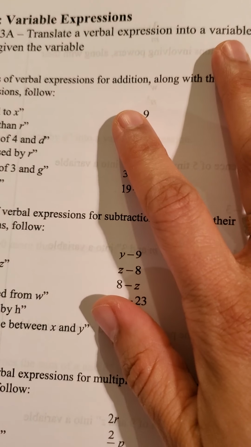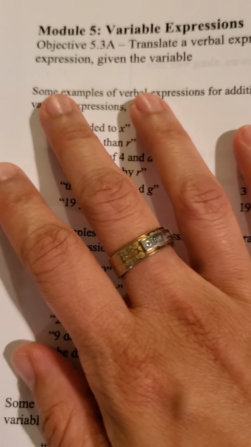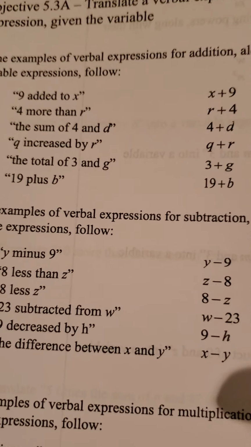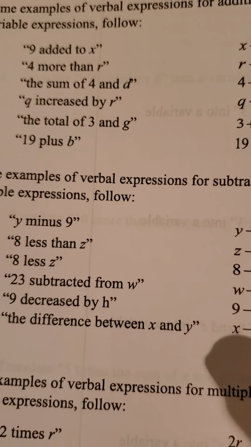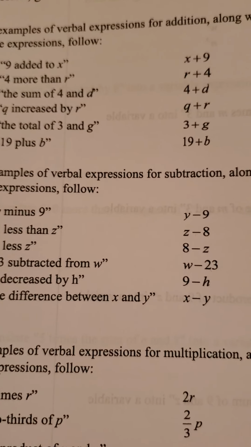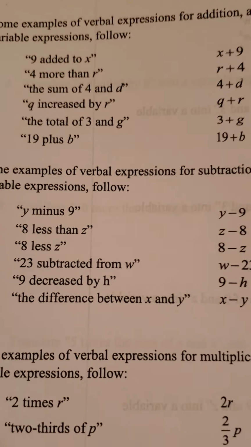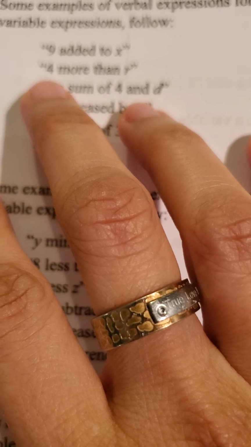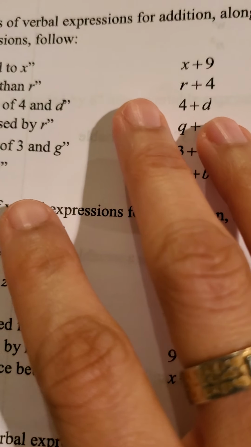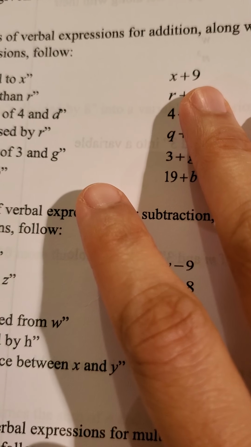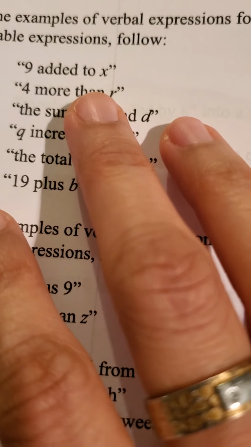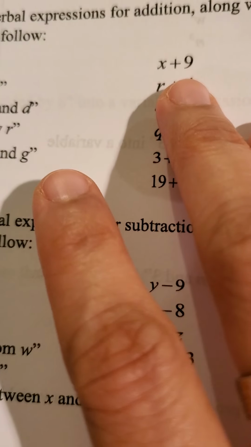Now, translating verbal expressions into variable ones for given variables. So here I'm going to point out some key phrases that you'll see, and here are examples that you will see. So we're going to see 9 added to x, and that's usually translated as x plus 9. I want you to pay attention to that. You see, it says 9 added to x, translated as x plus 9.